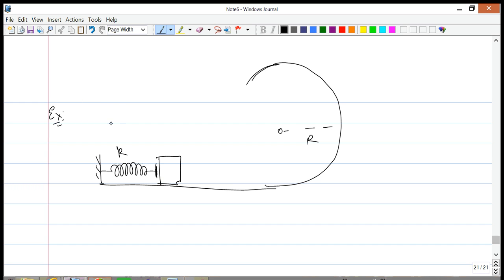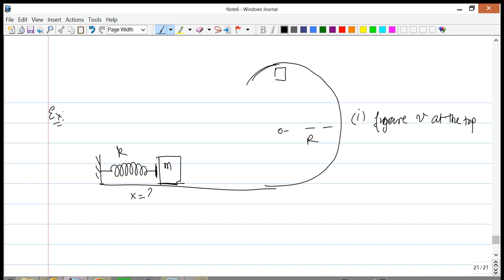We have a block that compresses the spring by some amount. Our goal is to figure out the amount x that we need to compress it by. So how much is x such that it completes the loop? We'll use the same idea as from the previous problem. First thing is we'll figure out the speed, the condition, v at the top, and once we know v at the top, then we can use energy conservation to do the rest of the stuff.